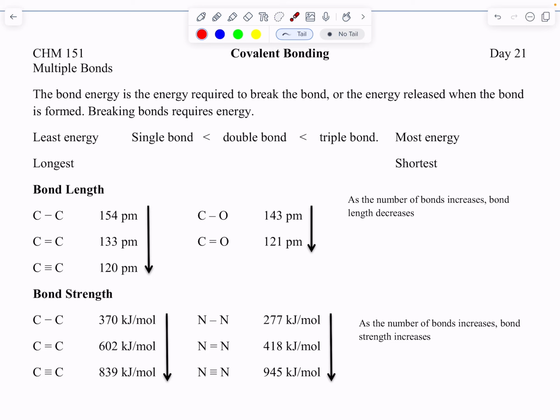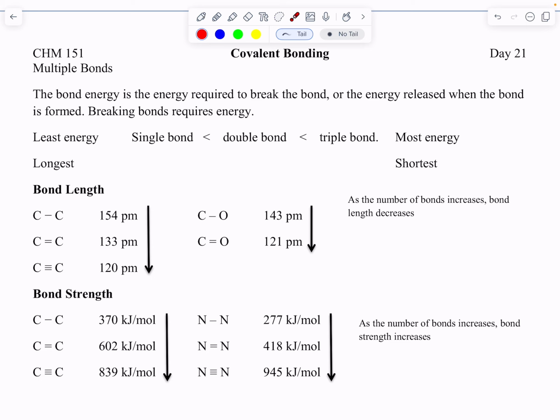All right, and so the bond energy is the energy required to either break the bond, or you can measure it as the energy released when the bond is formed. So when a bond is made, energy is released. Breaking the bond always requires energy. No matter if the bond kind of wants to be broken, it still requires energy to do so, all right?